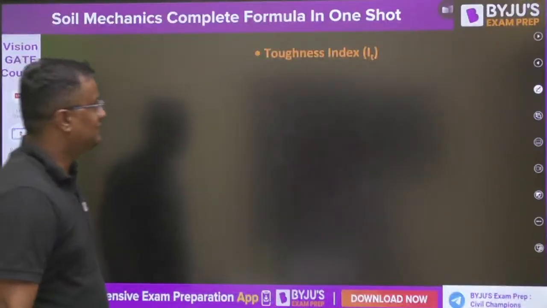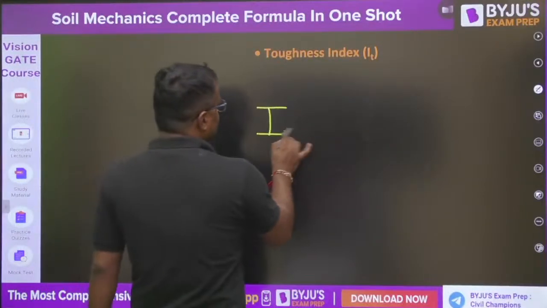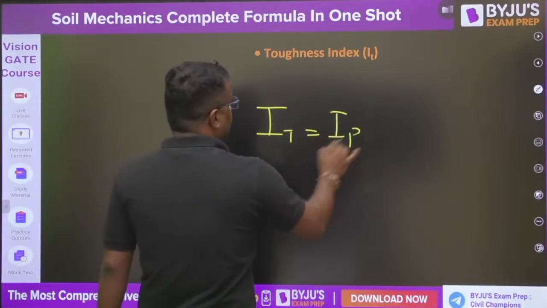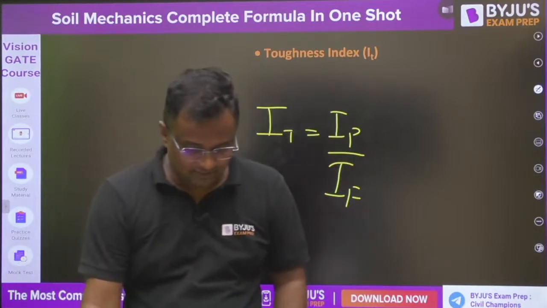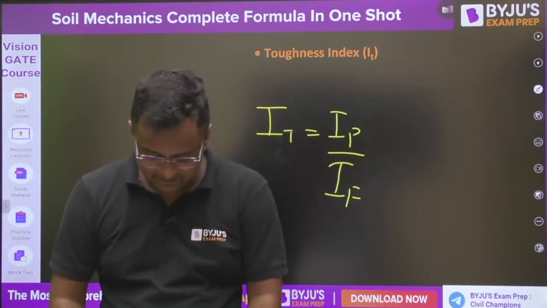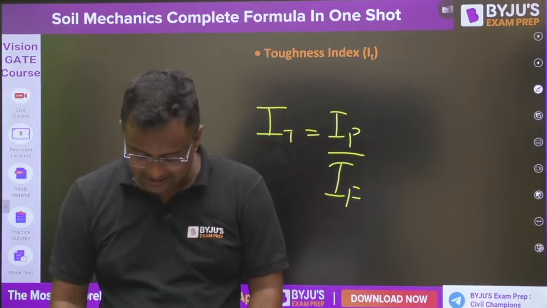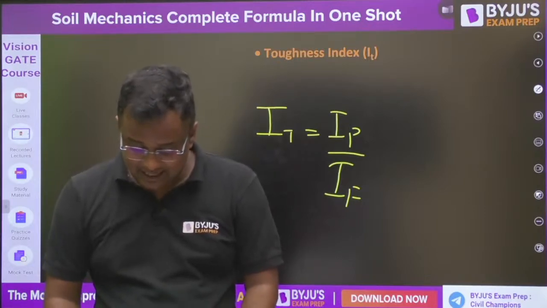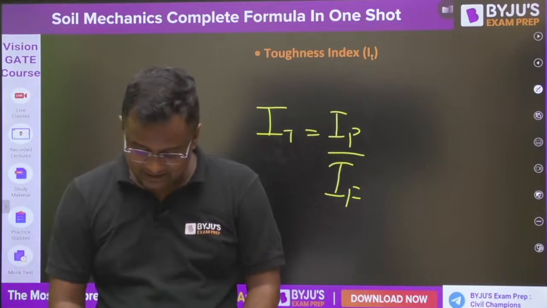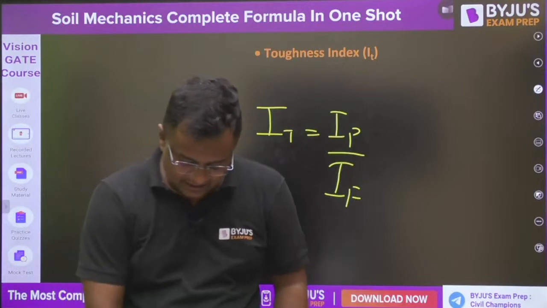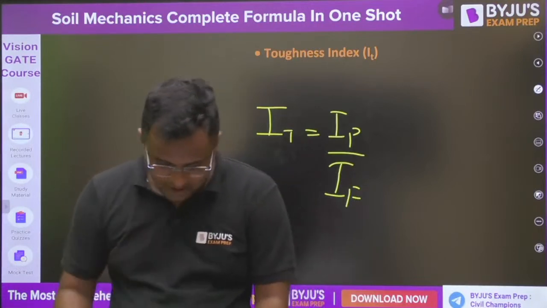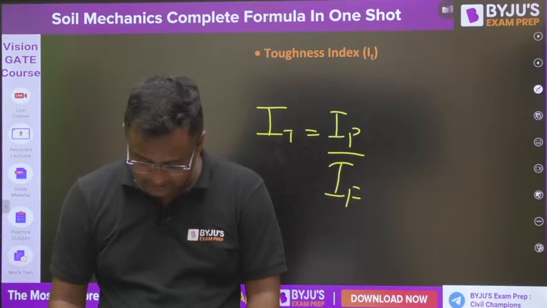Moving further, what is toughness index? IT is equal to IP by IF. Everybody knows this? Tell me fast in the comment box. IT is equal to IP by IF, where IP is plasticity index and IF is flow index. Any doubt? Vandana got it.